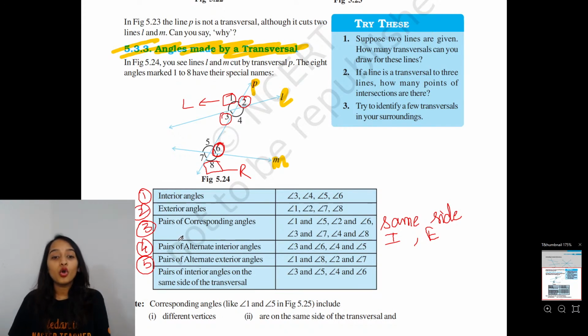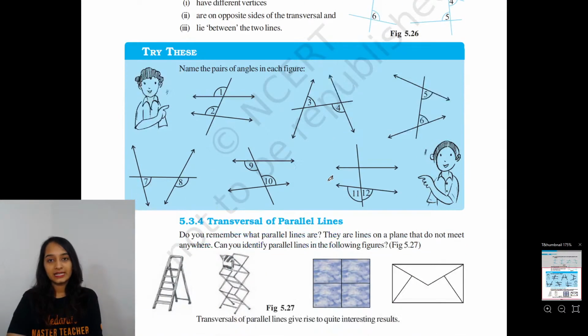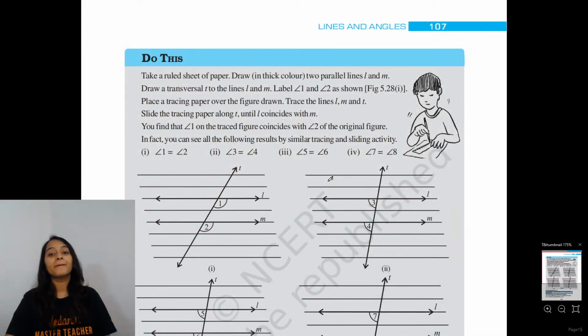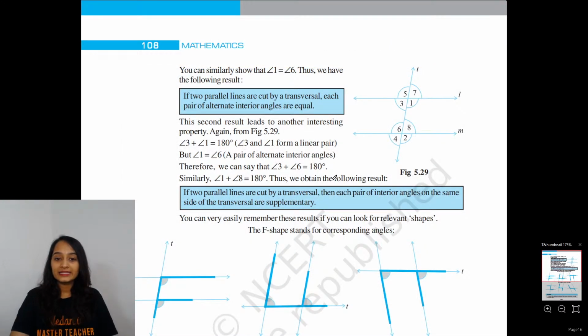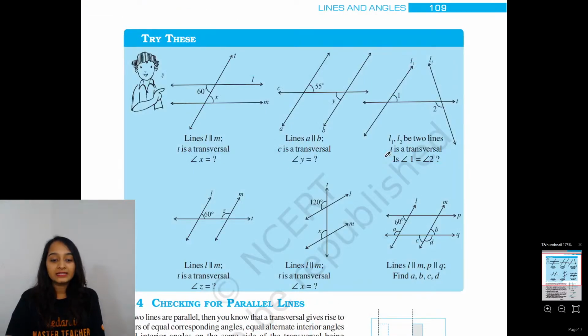And then you have co-angles, angles on the same side of the transversal. So you can say 2, 4, 6 and 8. All of them are co-angles because they are lying on the same side of the transversal. Now, when the two lines become parallel to each other, then alternate interior angles are equal. Each pair of interior angles on the same side of the transversal are supplementary, right? Co-interior angles are supplementary, and corresponding angles are equal to each other.